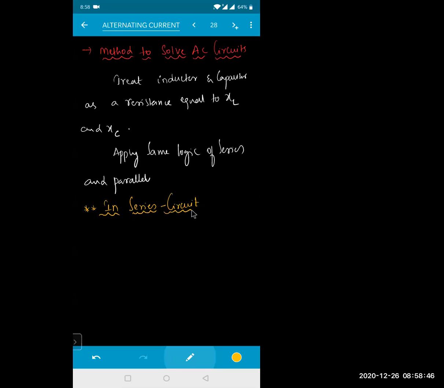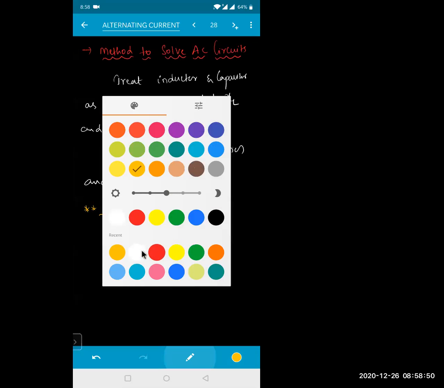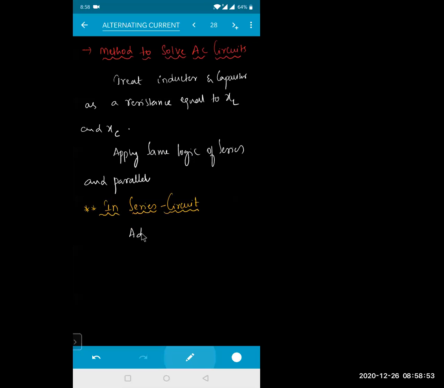In a series circuit, add voltages like vectors, the same way vectors are added. Add voltage like vectors. So what you do is plot the current along the x-axis. We are plotting the current along the x-axis.